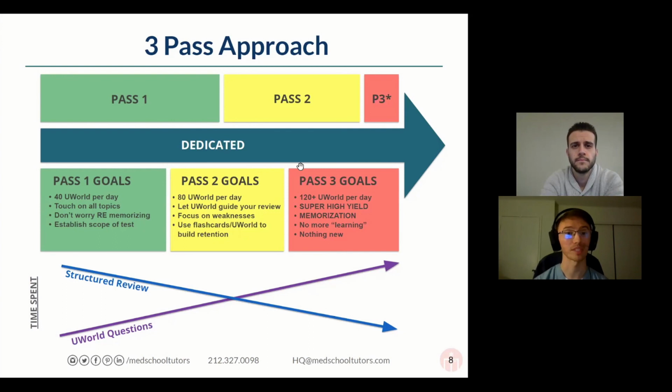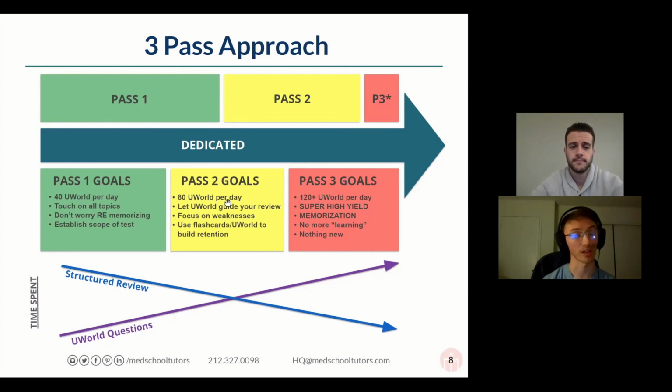Once you get through all the material, you start a second pass. During this pass is when you really start to ramp up the number of questions you're doing and start practicing applying all of that information. So you're doing more questions and really letting how you're performing on the questions guide your review.